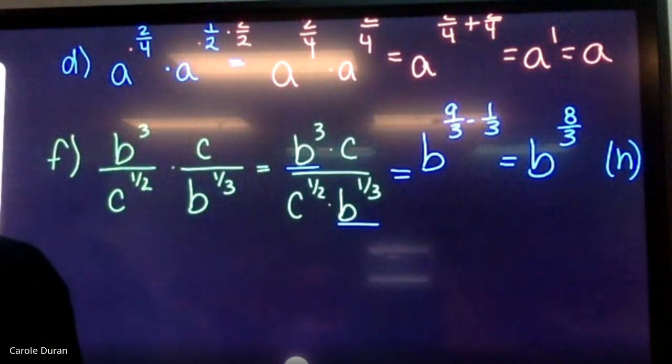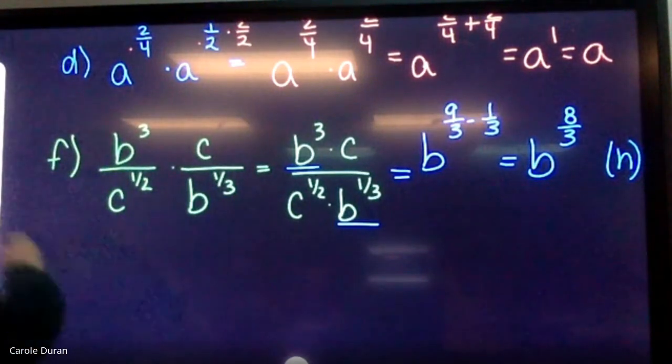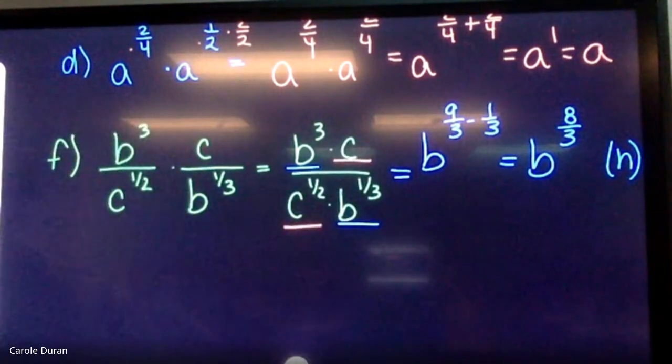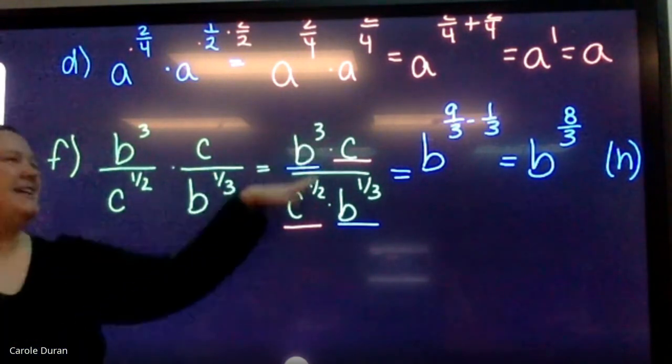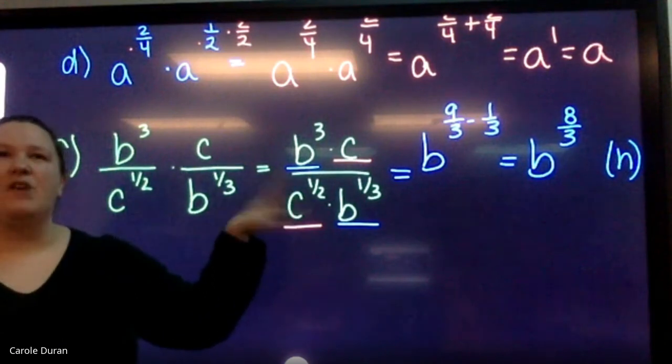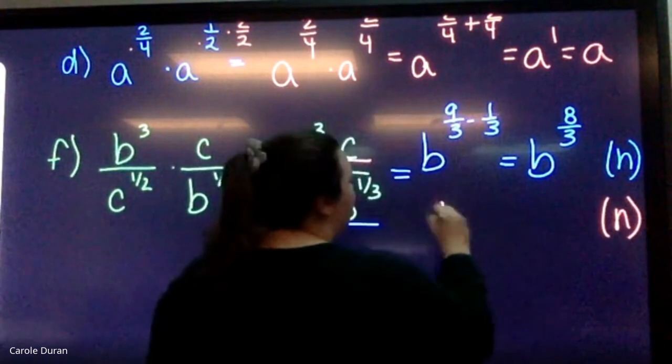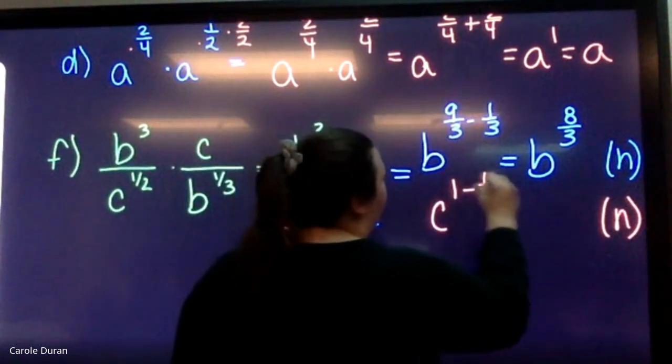I'm going to do the same thing then with my c's. I have a c in the top and a c in the bottom. Which one has the largest exponent, the top or the bottom? But there is no exponent on the top. Exactly. One. But it's a 1. Good. So that 1 is bigger than this 1/2. So also in my numerator, I have c to the 1 minus 1/2.